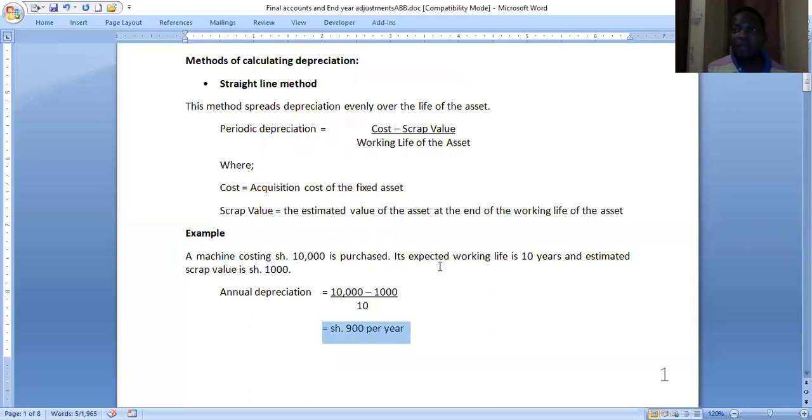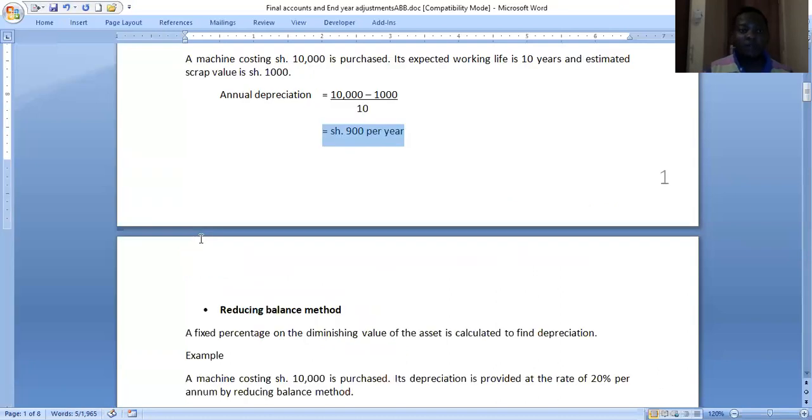So if it's straight line, the depreciation is constant for every year. So in this case, for this asset, the depreciation for each year over the entire 10 years working life is 900 shillings per year. So that will not change. And then you have another method of calculating depreciation, which is the reducing balance method.